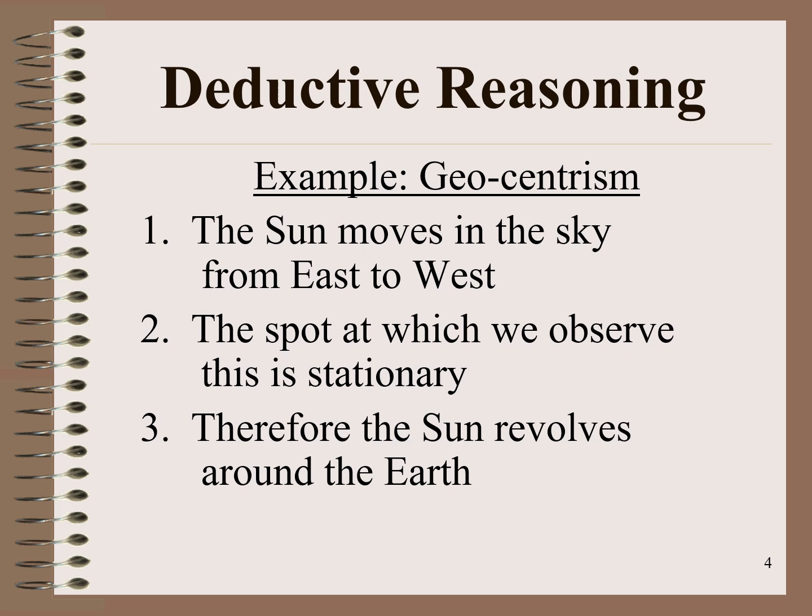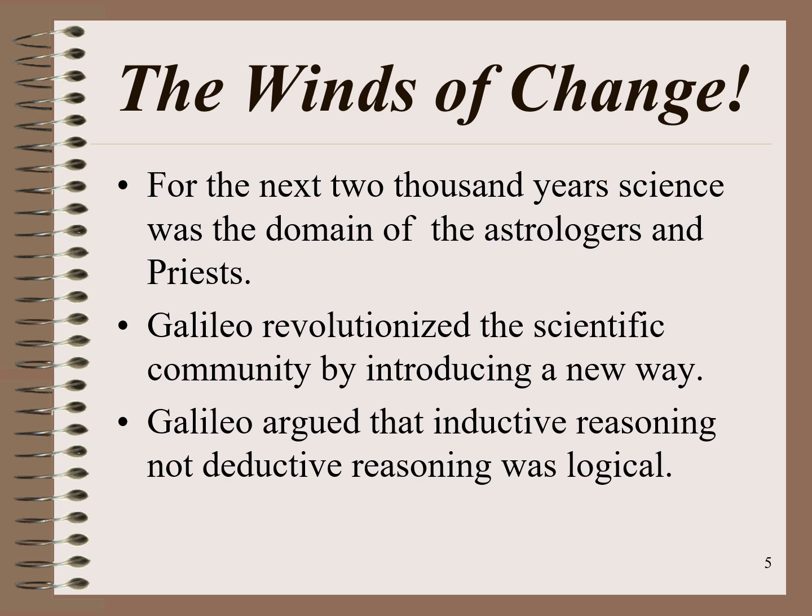Our premise is that the sun moves in the sky from east to west. Our logical statement is that the spot at which we observe this is stationary. Therefore, the conclusion is that the sun revolves around the earth. For the next 2,000 years, science was the domain of the astrologers and priests.